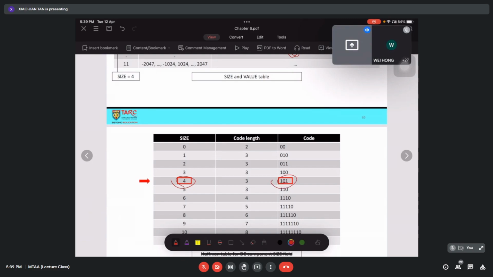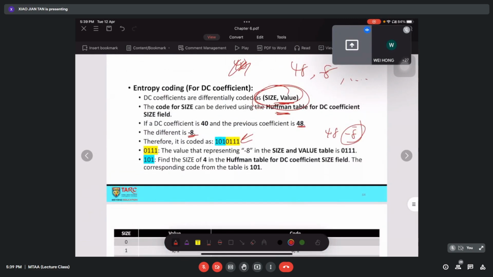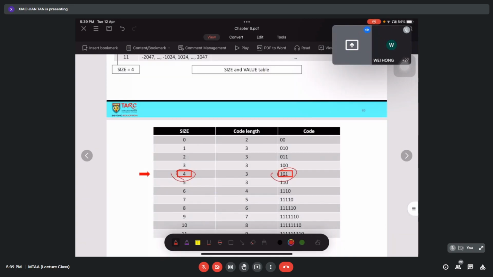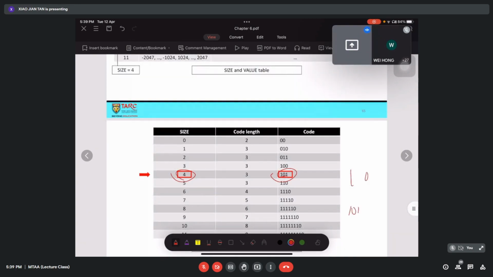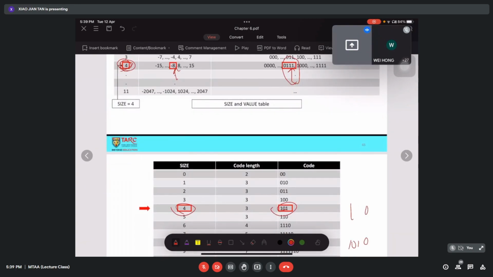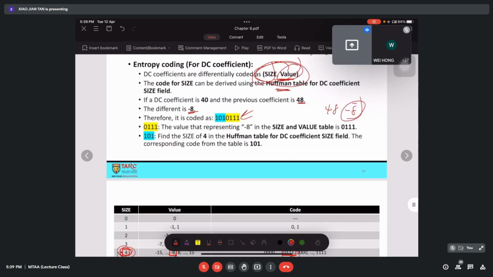Then it is size followed by value, right? So size is 101, and the value is 0111. So that is how you get this value. Okay, so do practice.